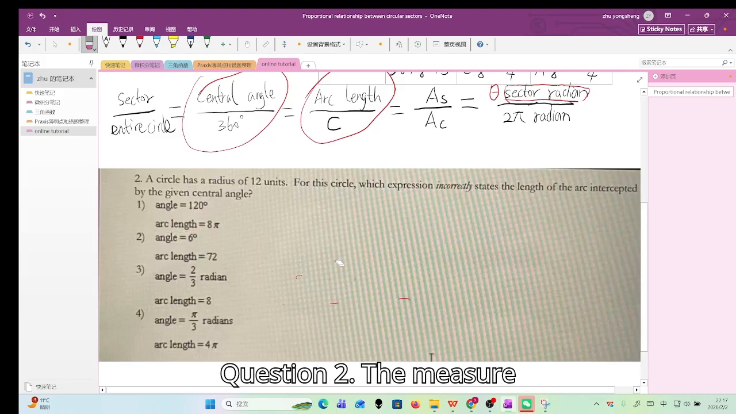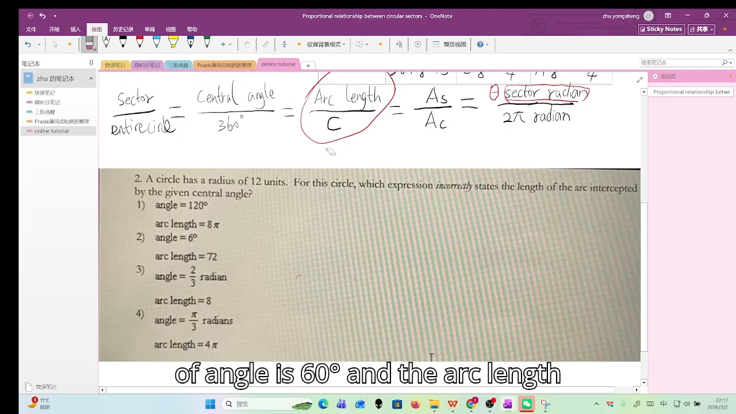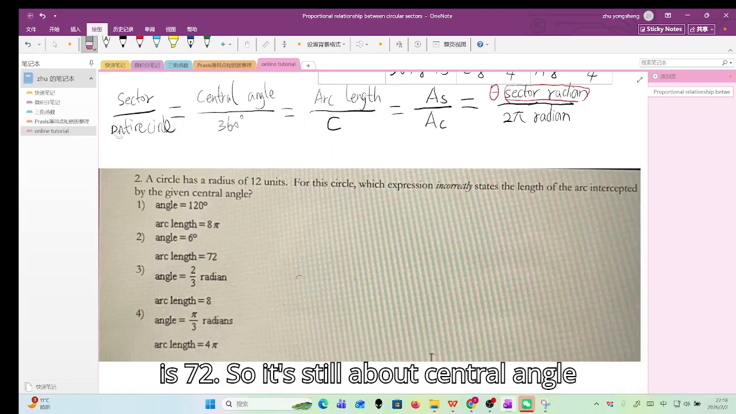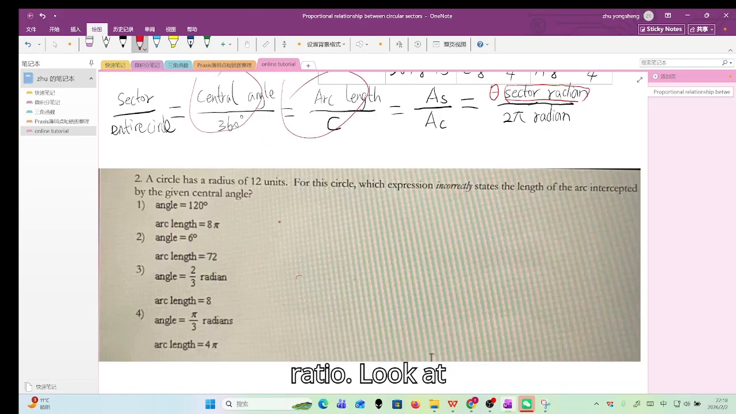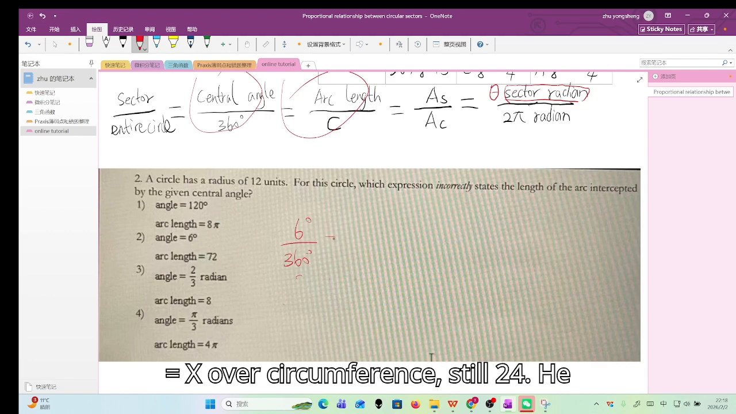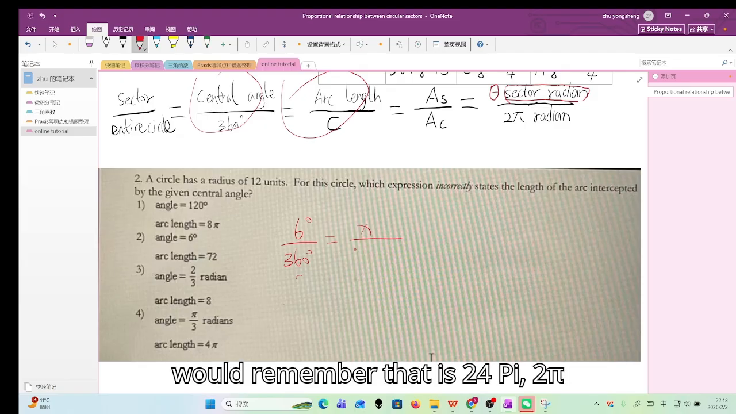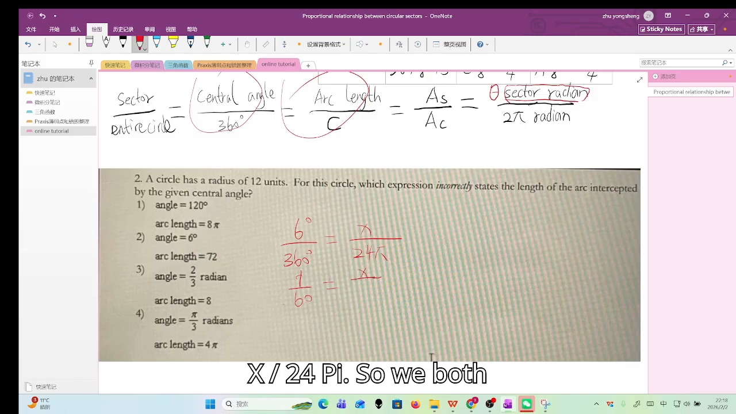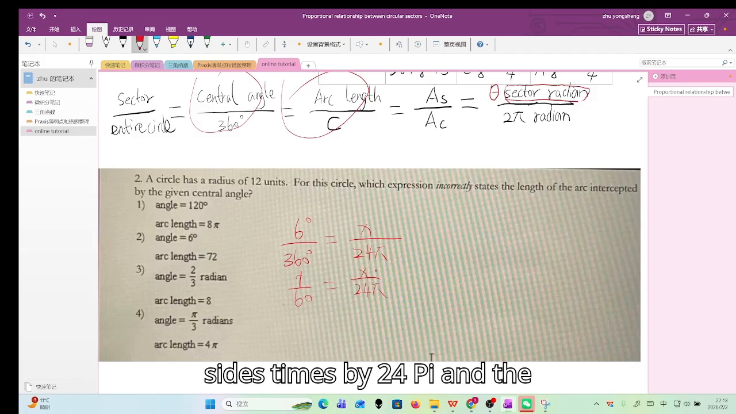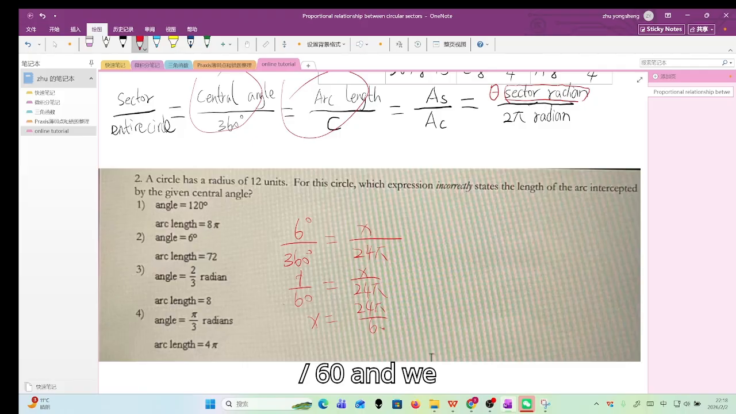Option 2. The measure of angle is 6 degrees and the arc length is 2 pi over 5. So it's still about central angle and arc length. We choose these two equivalent ratios. It's 6 degrees over 360 equals x over circumference, still 24 pi, 2 pi r. So the left side will be 1 over 60. The right side is x over 24 pi. So we multiply both sides by 24 pi and flip this equation. So x equals 24 pi over 60.